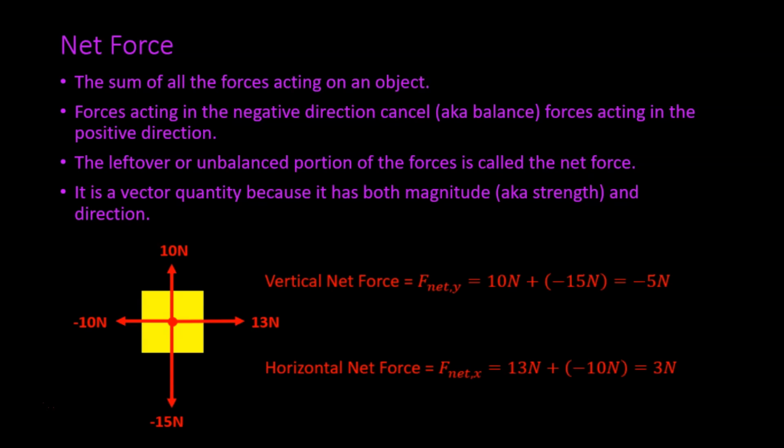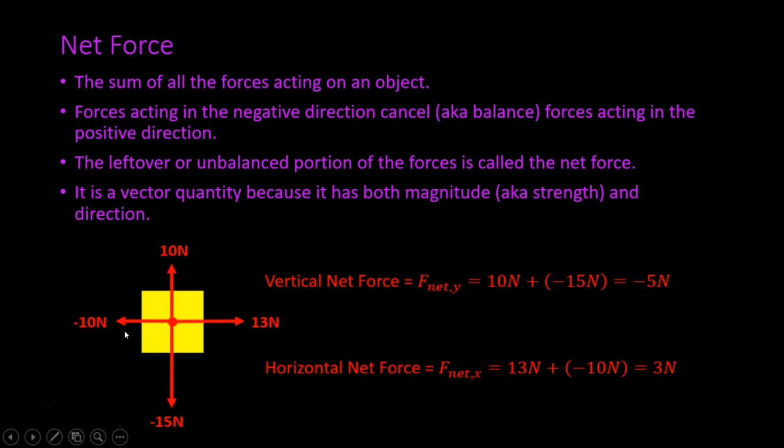Let's take a look at an example here. We have a box and we have some vertical forces and horizontal forces. When we go to calculate net force, we have to do it for each dimension separately. So we need to do it for the vertical forces and we need to do it separately for the horizontal forces. So if we look at our vertical forces, we have 10 newtons in the up direction, we have 15 newtons in the negative direction. And so when we add those forces together, we wind up with a net force or leftover force of 5 newtons in the negative direction, in this case pointing down.